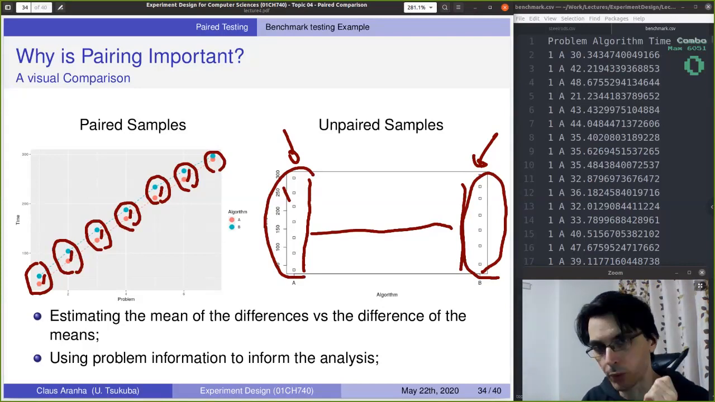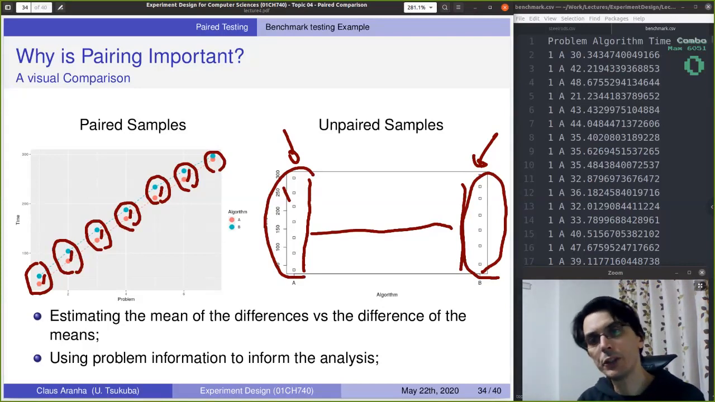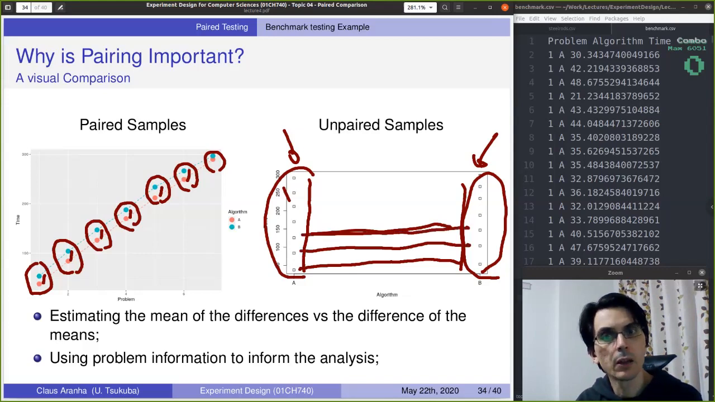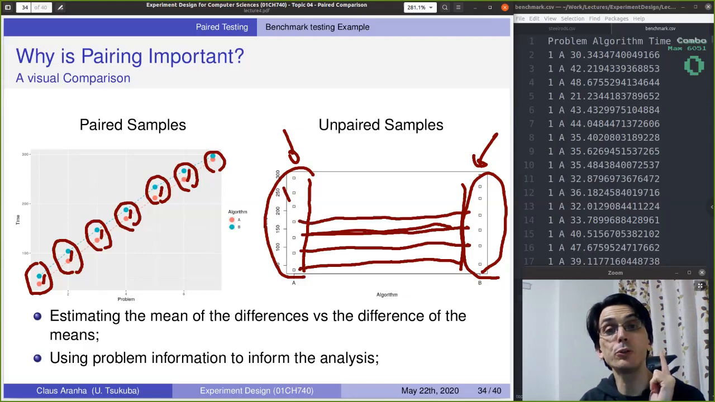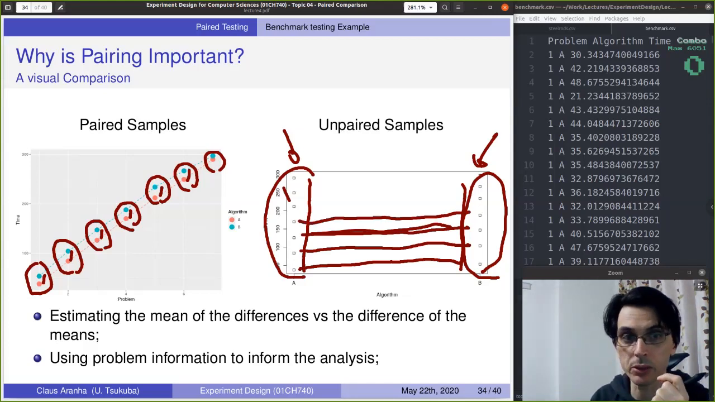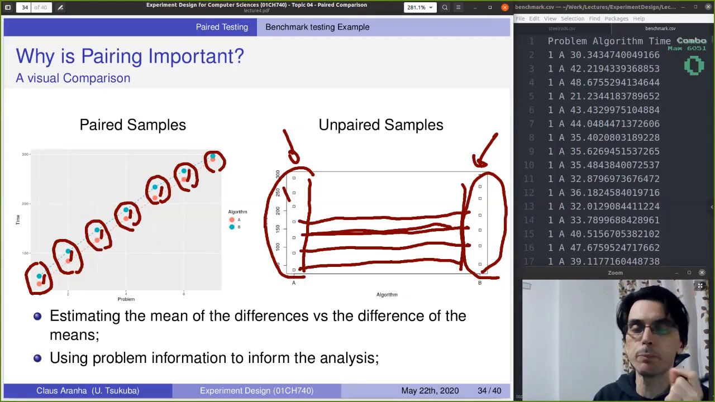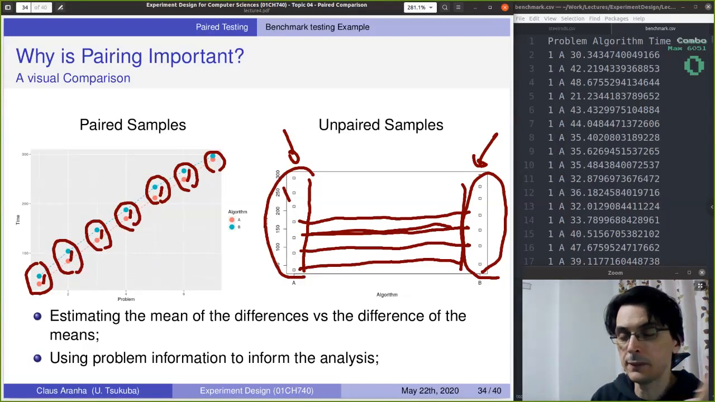Now there's one thing very important, okay? When you have a relationship between the problems, you should do pairing. However, when you do not have a relationship between problems, you should not do pairing. Just as if you do pairing when you need to, you can detect if you should reject the null hypothesis or not. And if you do not do pairing, the test becomes much weaker.